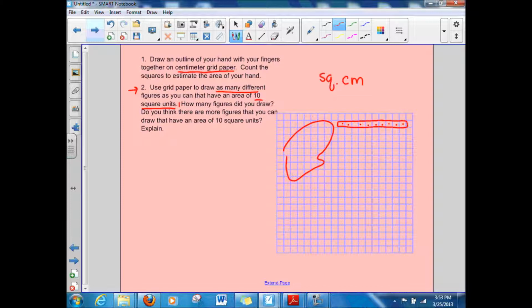Then it asks, how many figures did you draw? And do you think there are more figures than you can draw that have an area of 10 square units? And if you think so, say, yes, I do, and then tell why, or no, I don't. I think I've got them all, and tell why.